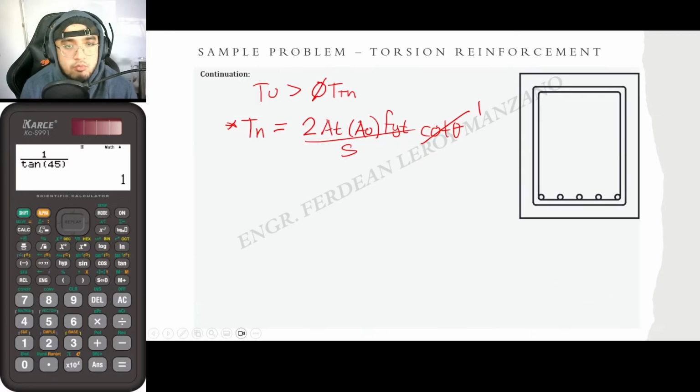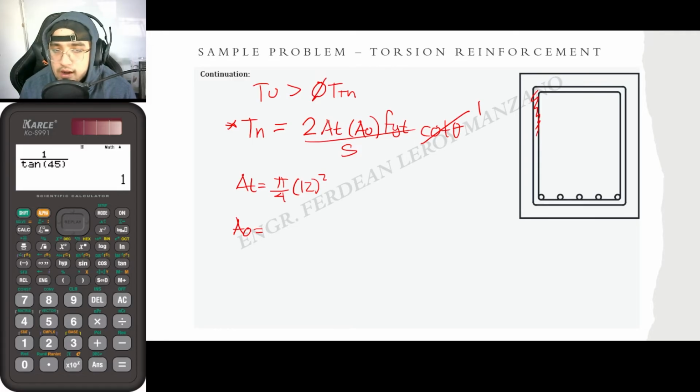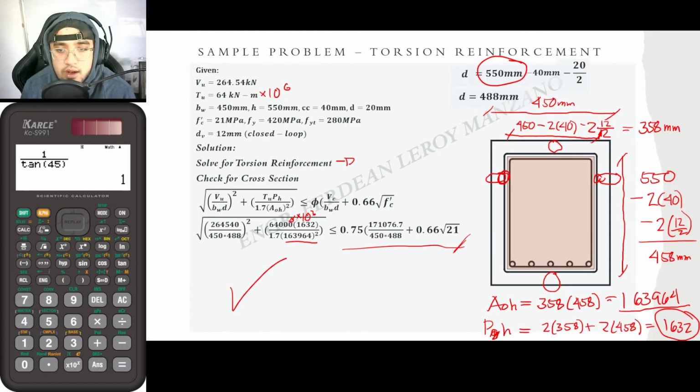For the value of At, this is just the area of one leg of the stirrups itself. So for one leg, that is pi over 4 times 12 squared. That is already the value of At. For A0, it was indicated earlier that in our analysis, NSCP permits us to use A0 equal to 0.85 or 85% of A0h. We have actually solved for it earlier already.